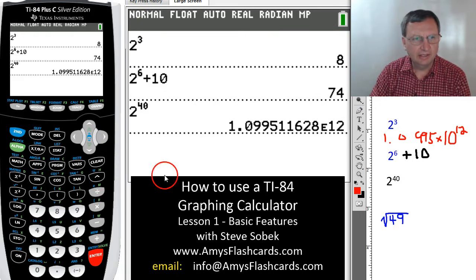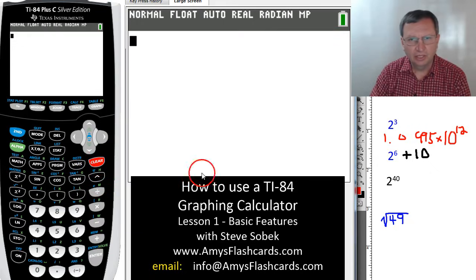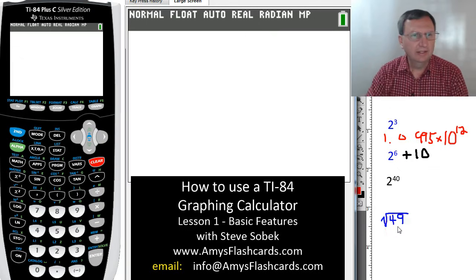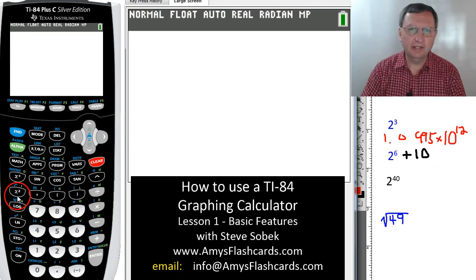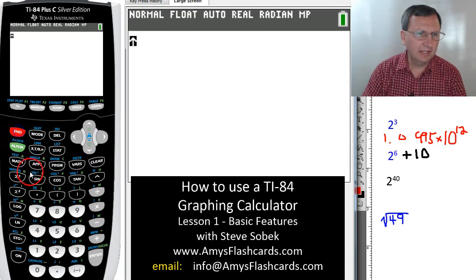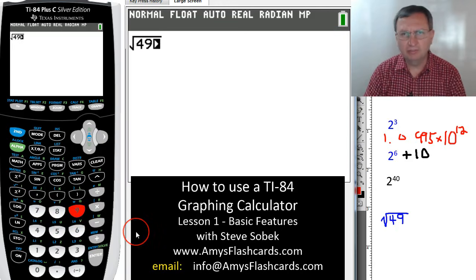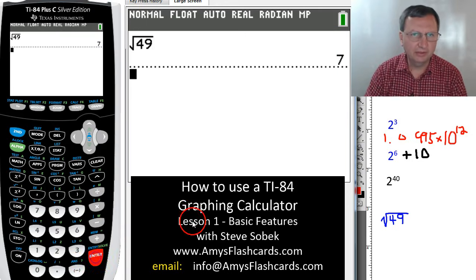Okay, let's clear the screen and move on. We've got the square root of 49. The square root is right above this x squared button. We see square root, so we would hit second, square root, and type in 49. Of course, what positive number times itself is equal to 49? That would be 7. So when we hit enter, we get 7 as we expected.